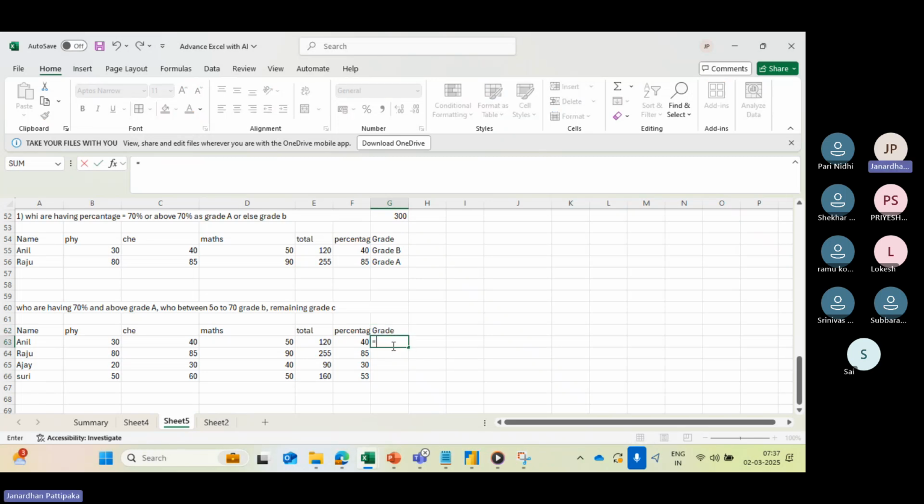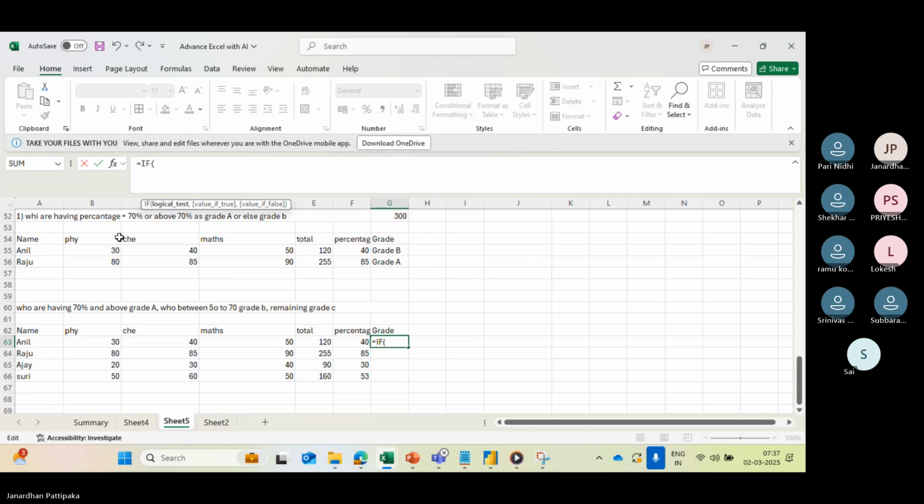In order to write the formula, I'm writing the function IF, then click on the tab. What is my condition logic? So now I'm writing the two conditions. If this percentage is greater than or equal to 70. If the percentage is greater than or equal to 70, this is my logic. After the logic, a comma needs to come. If this condition is satisfied, what is the output I need to get? I need to output grade A, right? So mention it as grade A.